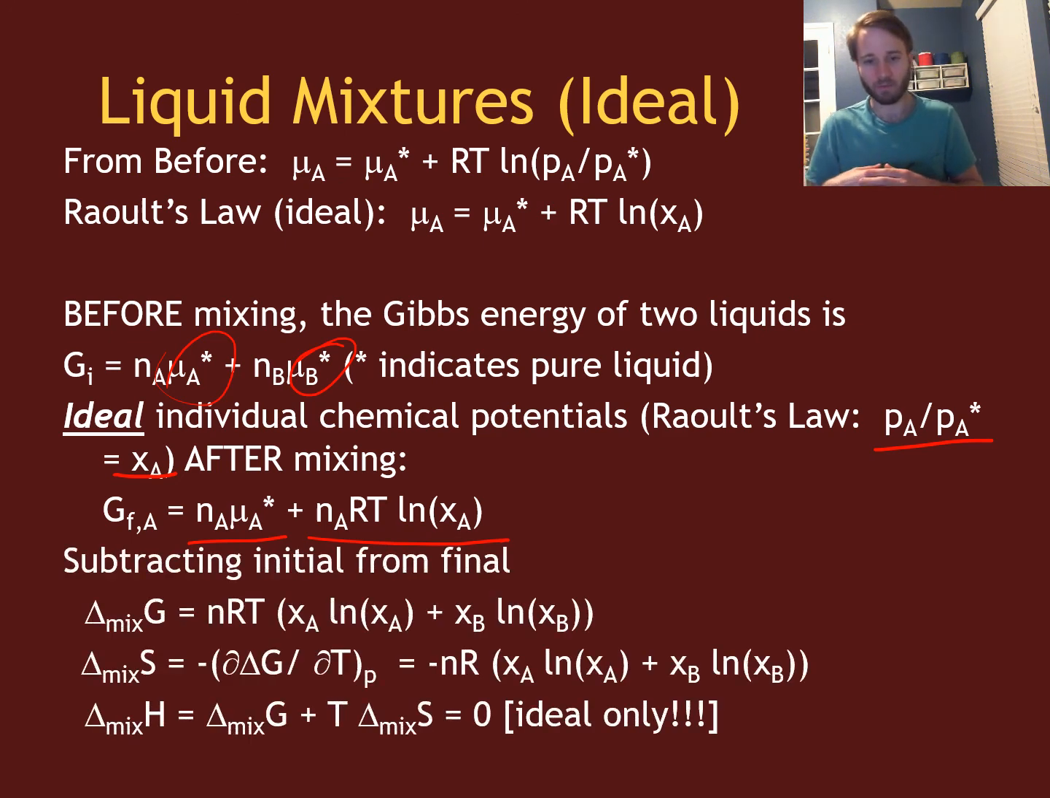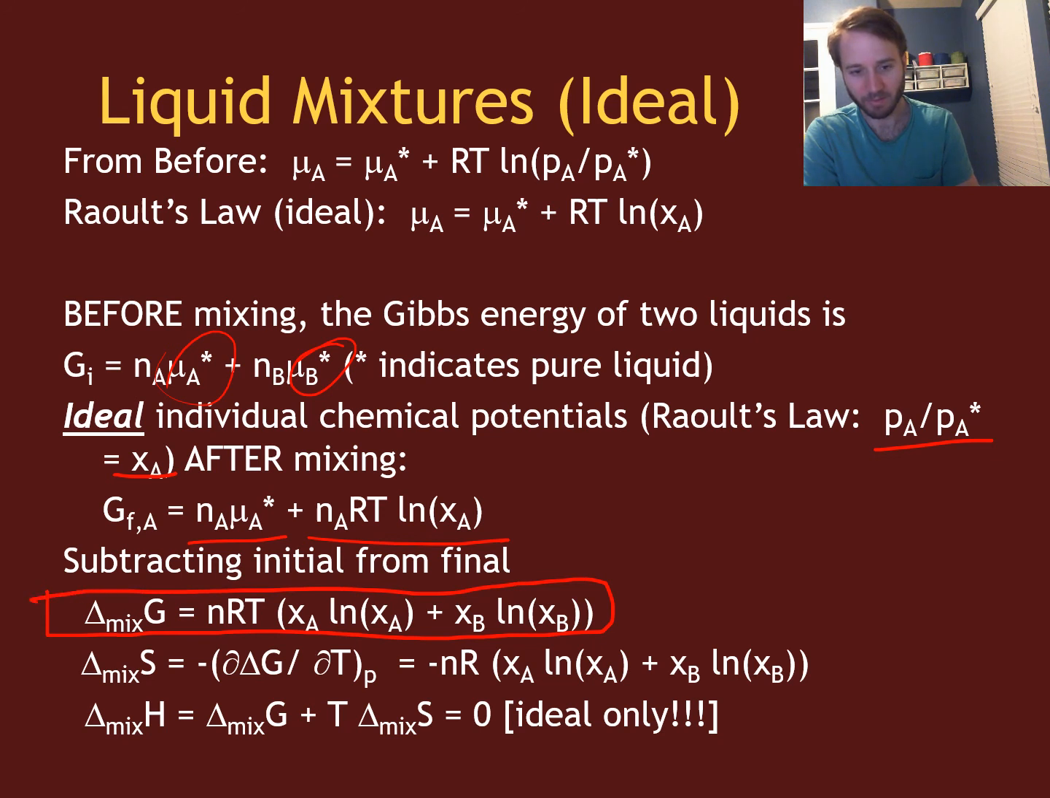So using that for A and B, you get this delta G of mixing that has this very familiar form that we saw for an ideal gas. It's the same thing for an ideal liquid. So again, just like an ideal gas, delta H of mixing is equal to 0, and then delta G of mixing is purely an entropy-based thing. But again, this is only true for ideal liquids, which is not most liquids.